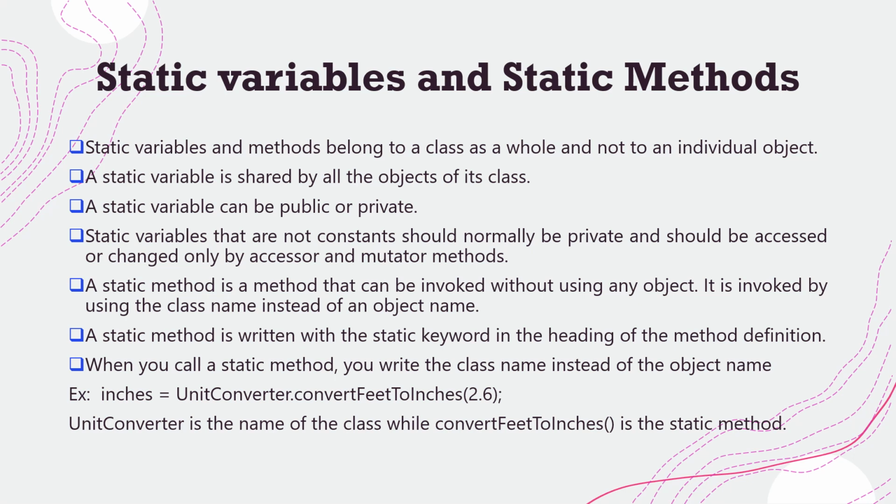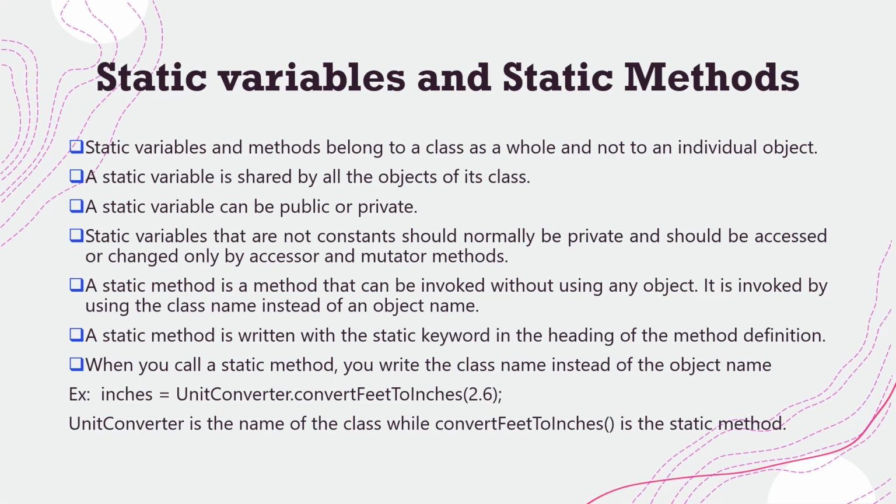Static variables and methods belong to a class as a whole and not to an individual object. A static variable is shared by all the objects of its class. A static variable can be public or private. Static variables that are not constants should normally be private and should be accessed or changed only by accessor and mutator methods. A static method is a method that can be invoked without using any object. It is invoked by using the class name instead of an object name.